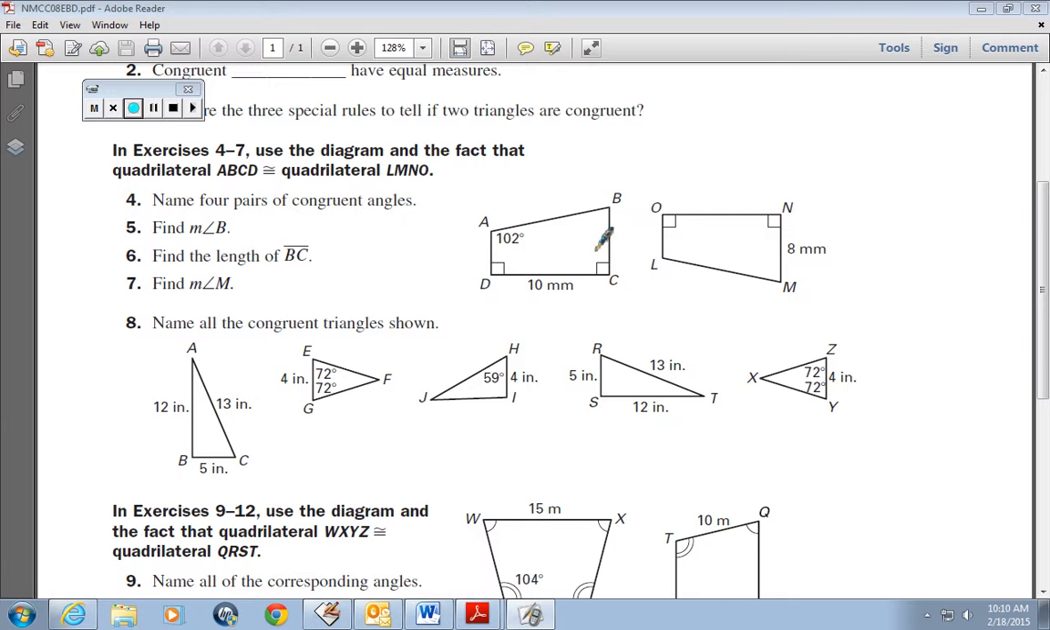And if you look at number 7, it wants you to find the measure of M, which you know M and B match. And then they want you to also find the measure of BC. When you look up here, you see, okay, here's BC. What does BC correspond to in this one? MN. So you go over here and you look and you went, oh, I know what MN is. So if I know MN, then I know BC.